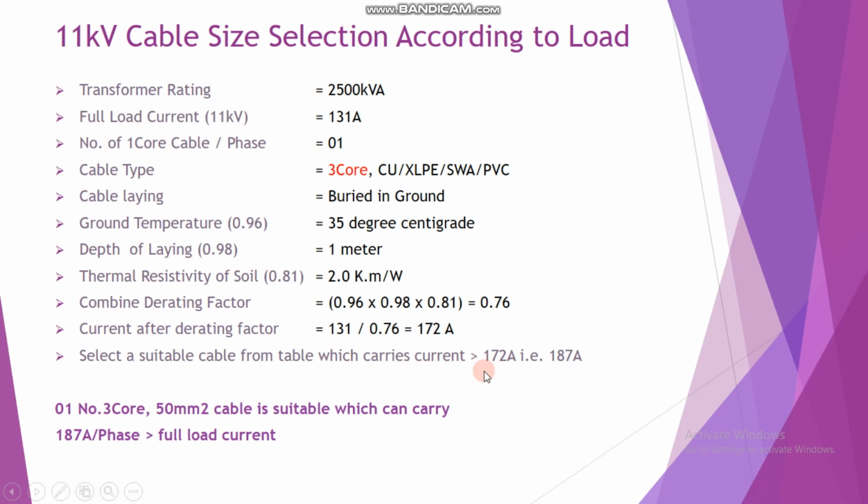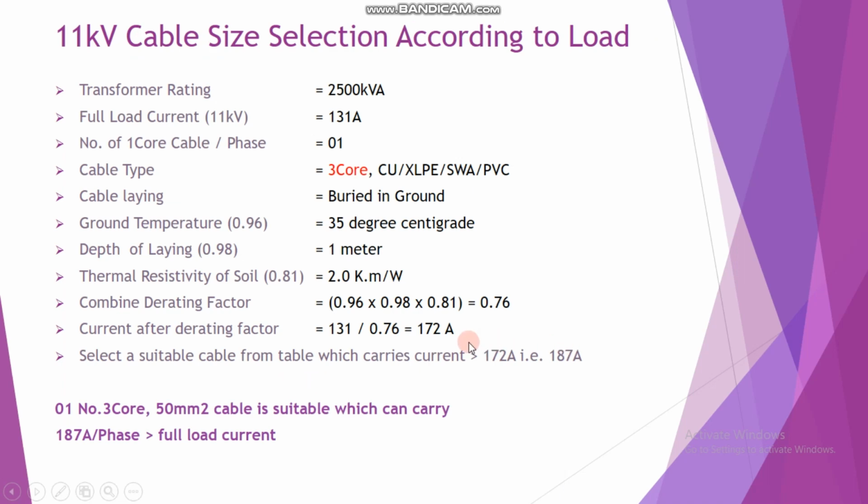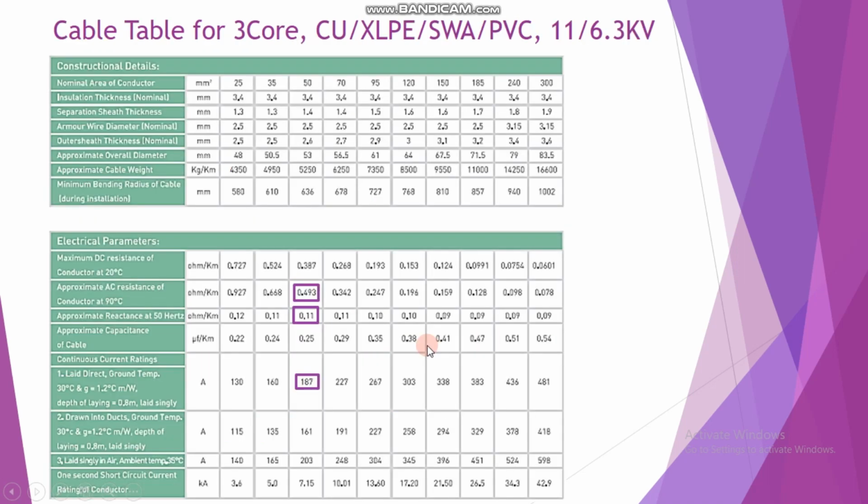So let's go to the cable chart and see which cable is suitable in this condition. So this is the cable table. If you go to the 50 mm square cable, here you can see it can bear up to 187 amperes. If you go for 35, it can bear only 160. So we cannot select the 160 ampere cable because our derated current is 172 amperes. So we have selected the 50 mm square cable, having a resistance value of 0.493 and a reactance value of 0.11, which can be used in our voltage drop calculation method. So let's move on.